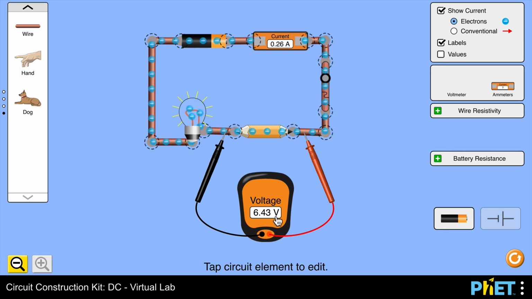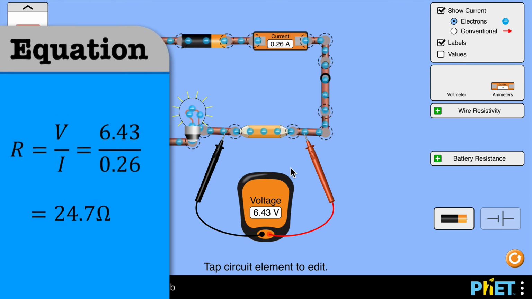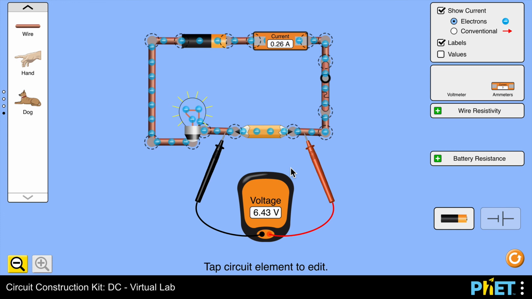Now, taking this voltage here, 6.43 volts, and of course the current in the pencil, well, in a series circuit, the current's the same at all points. So if the current up here is 0.26 amps, that also means that the current in the pencil is 0.26 amps. Using Ohm's law then, the resistance of that pencil, R is equal to V over I, would be 6.43 volts divided by 0.26 amps, which is 24.7 ohms. As I said, we'll be going into this in more detail in another video when I'm talking about Ohm's law.